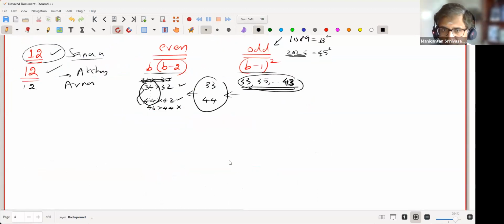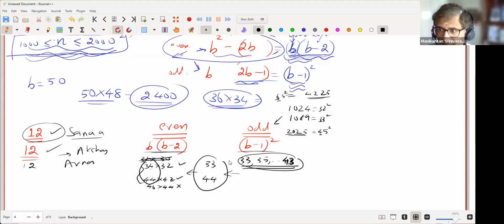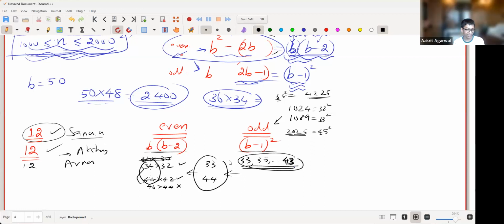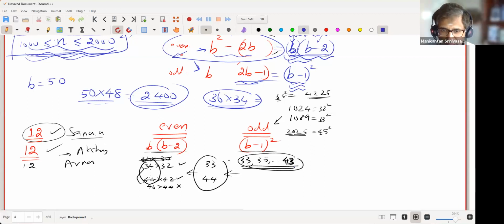Okay. Akrit, you had a question? Can you solve this algebraically? Yeah, we can. I was trying to do that, so I added both. I got an equation, but then I didn't know how to proceed. Okay, all right. We can algebraically solve this also.